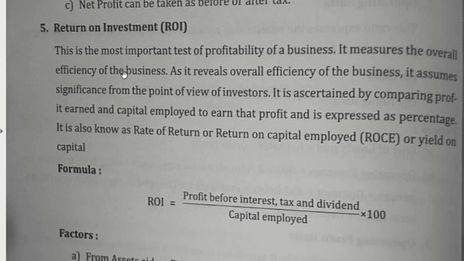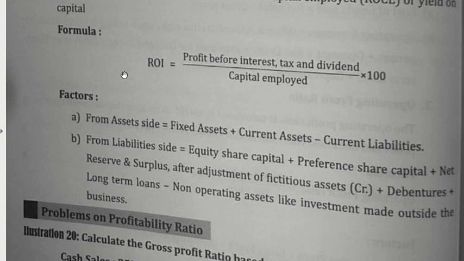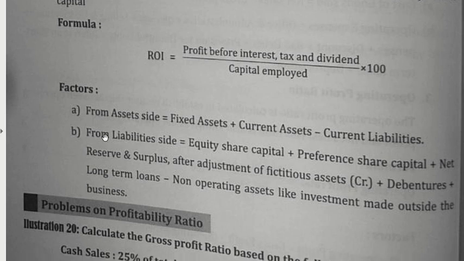Your last ratio is return on investment. This is an important test of profitability measures. It helps in analyzing the overall efficiency of the business. The formula to calculate return on investment is profit before interest, tax and dividend divided by capital employed into 100.